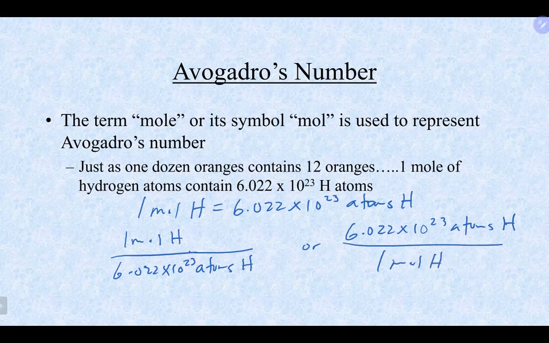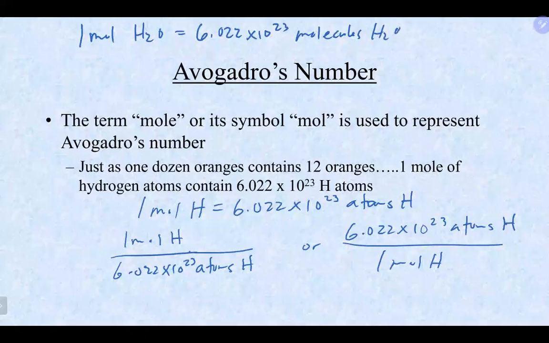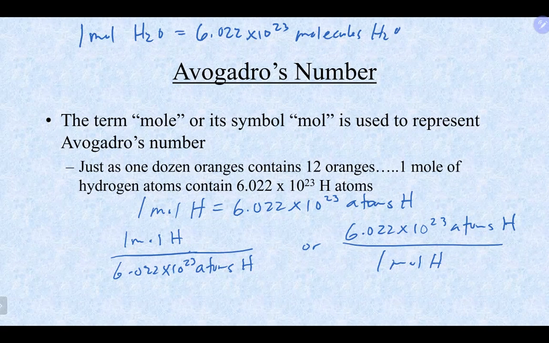We could also do this for compounds or molecules or whatever it may be. We could do something like water. If I had 1 mole of water, it would equal 6.022 times 10 to the 23 molecules of water. So here, because water is a molecule, we use the units of molecules associated with Avogadro's number. But again, the number doesn't change. Like the dozen donuts versus the dozen bagels, there's still 12 of each. In terms of the number, they're just different sorts of things.